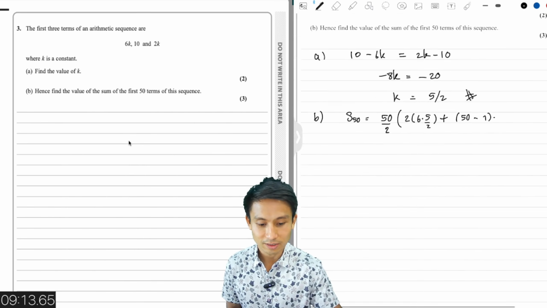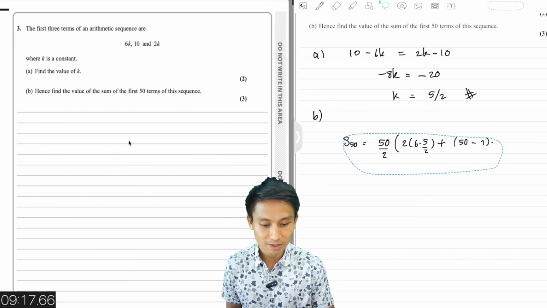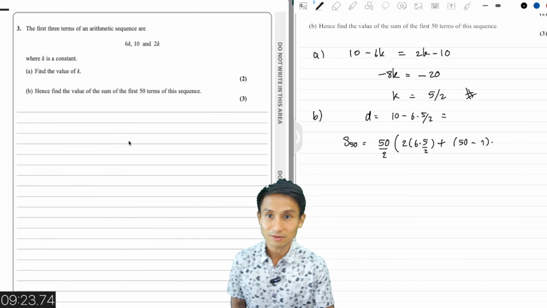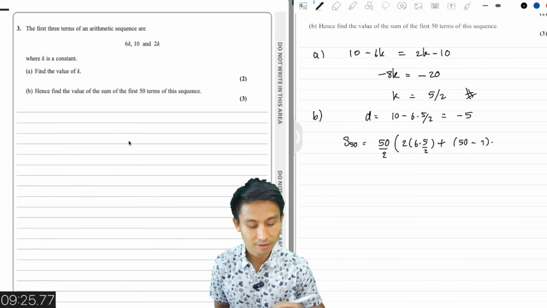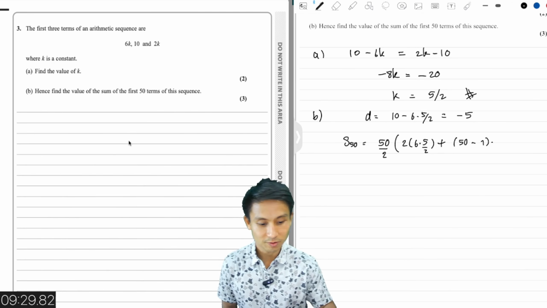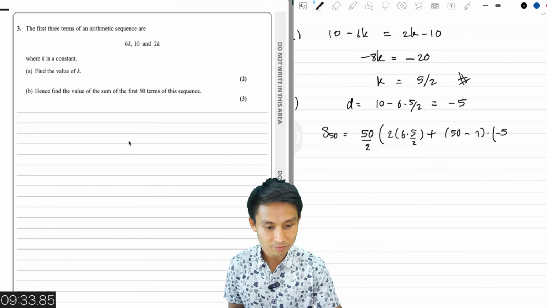So d is 10 minus 6k. Let me find d first. So d is 10 minus 6 times 5 over 2. So that's minus 5, right? Isn't it? 5 over 2, 5. Yep. Okay. So this is going to be minus 5. Substitute it in.